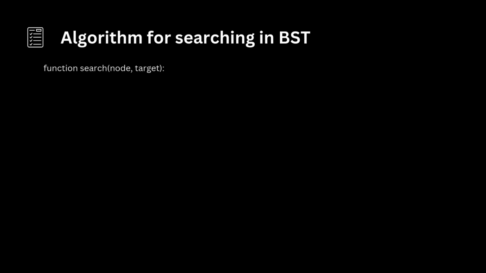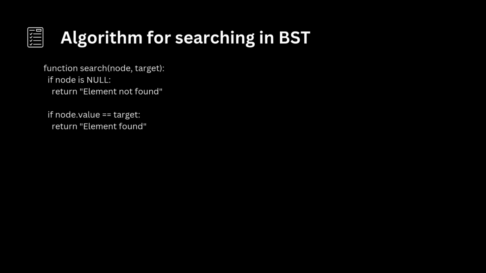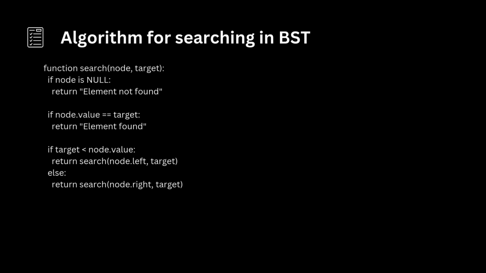First step is to start at the root node of the tree. If the tree is empty, the search ends. The element is not found. If the target value is equal to the current node's value, the search is successful and the node is found. If the target value is less than the current node's value, move to the left subtree. If the target value is greater than the current node's value, move to the right subtree. Repeat the process until the node is found or a leaf node is reached, that is, if the element is not found.